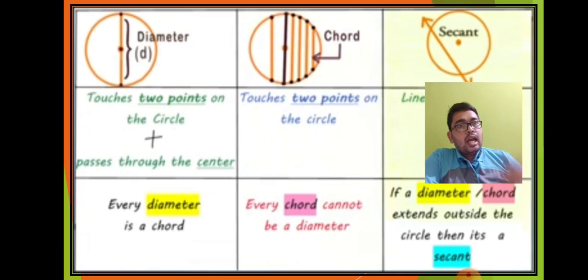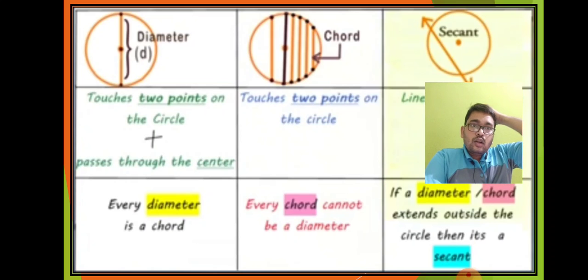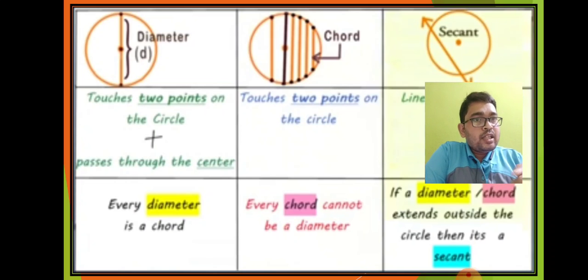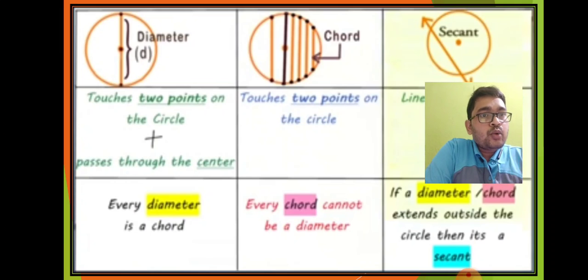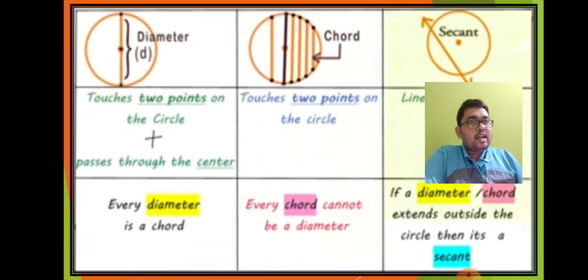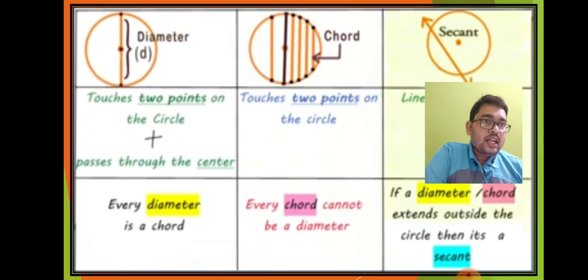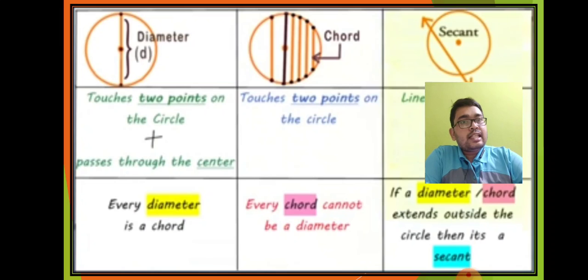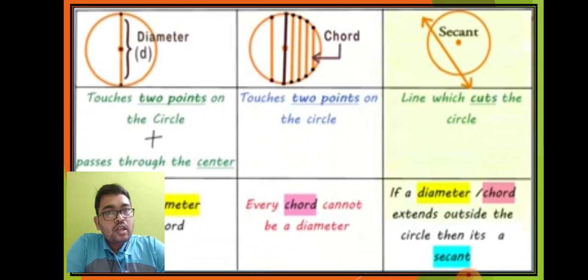And simply you can understand a chord. A chord is a line segment which touches two different points on the circle. It can be in any manner, like here, see, so many chords are shown, but only one chord can become the diameter. So the diameter is the chord which passes through the center of the circle. So you are clear about this difference.